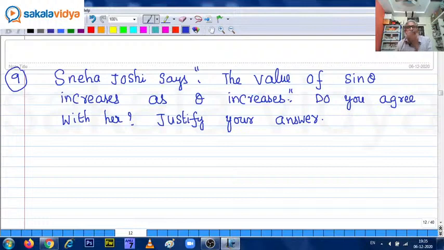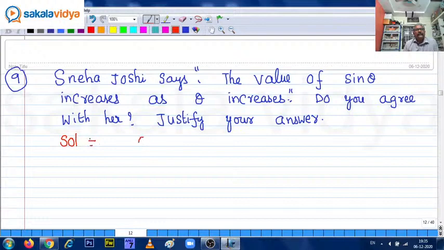Sneha Joshi says the value of sin theta increases as theta increases. Do you agree with her? Justify your answer. It's true. Vijaya says true. Okay, let us see now. First, let us write the values like this.